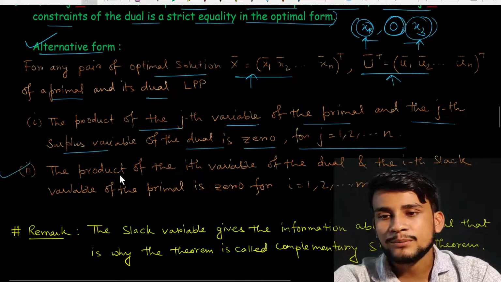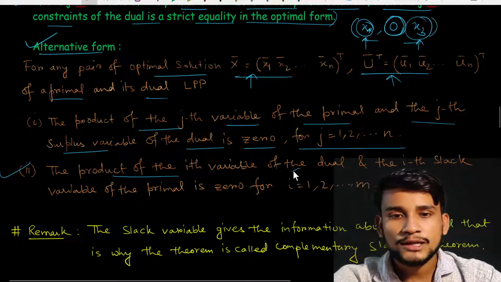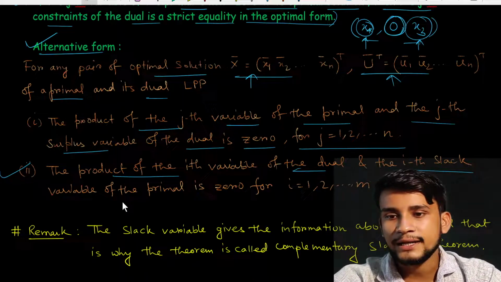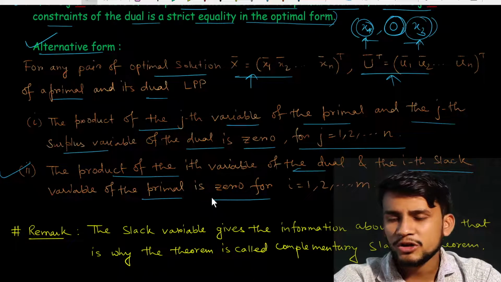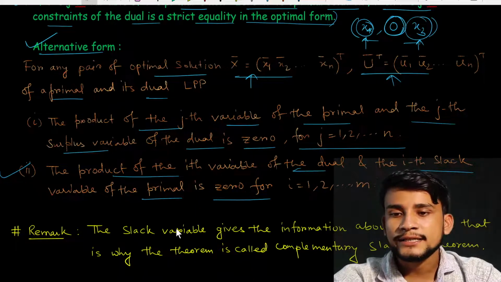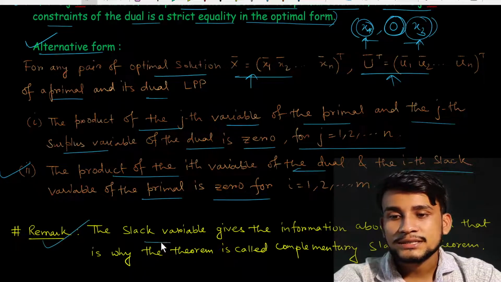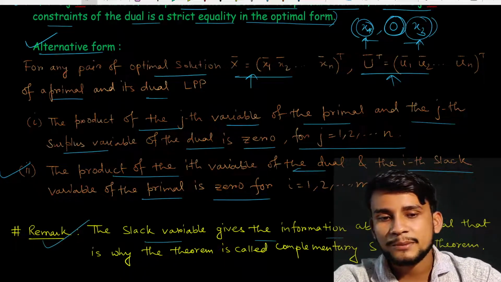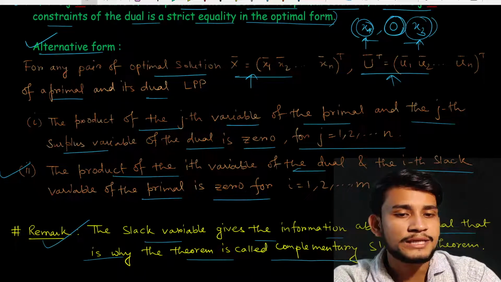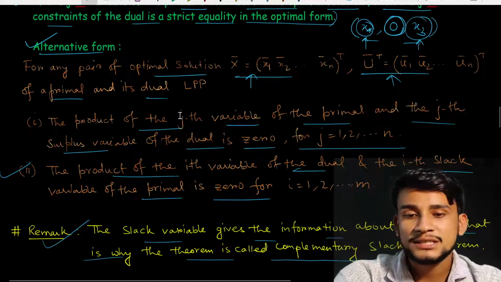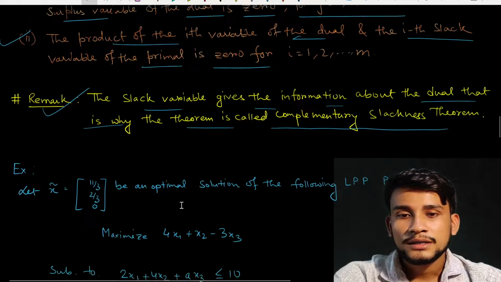And the second one is: the product of the ith variable of the dual and the ith slack variable of the primal is 0. So these are another, alternative form. And there is an important remark, which is that the slack variable gives the information about the dual. That is why the theorem is called the complementary slackness theorem.